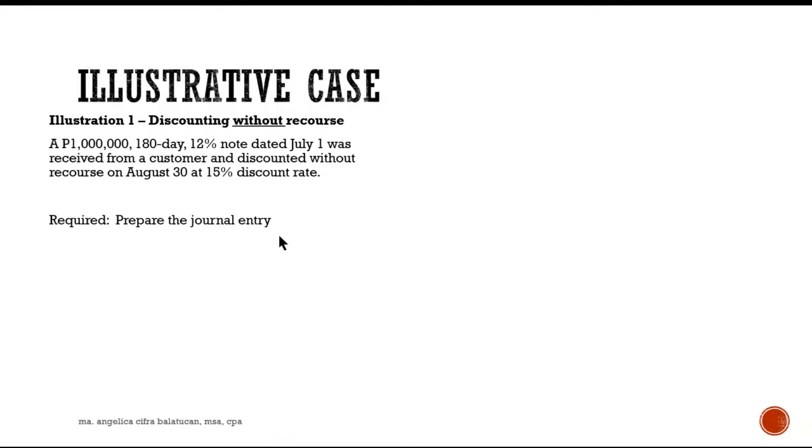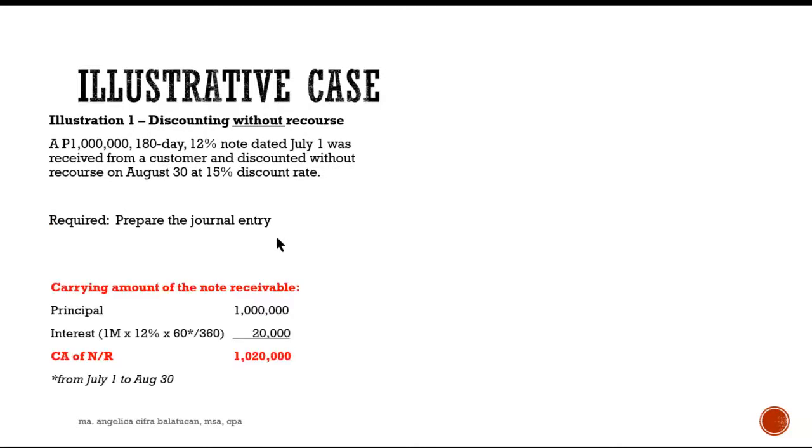Next is, how are we going to prepare the journal entry for this one? So first, we need to get the carrying amount of the note. The carrying amount of the note would be equivalent to the principal plus the interest. Unsa man ni nga klase nga interest, ma'am? How much would be the carrying amount of the note? So this is the interest good for 2 months or 60 days. So you have July 1 to August 30. So that would be 1 million times 12% times 60 over 360. So in short, this is the expired term, di ba? Kaning 60 days. So the carrying amount of the note is 1,020,000.